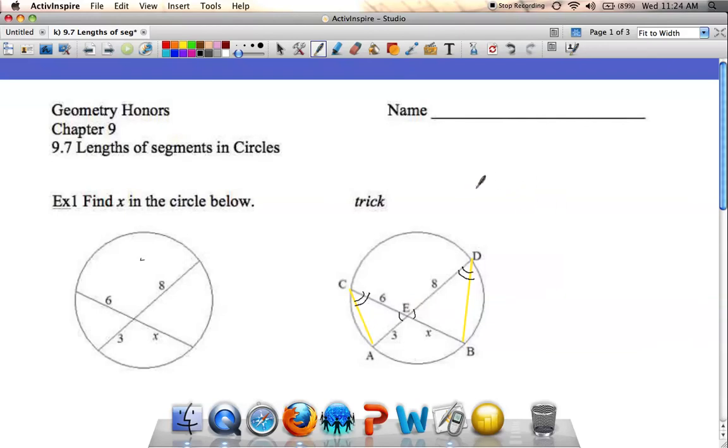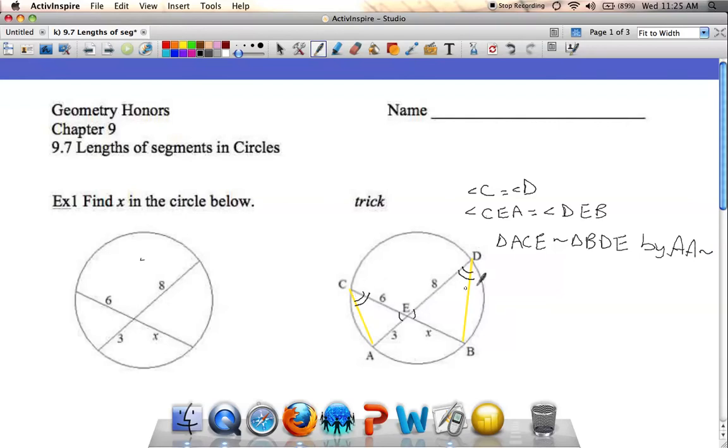So we're just going to write down here angle C equals angle D, and angle CEA is equal to or congruent to angle DEB. Therefore, triangle ACE is similar to triangle BDE by angle-angle similarity. So we know that sides are proportional.